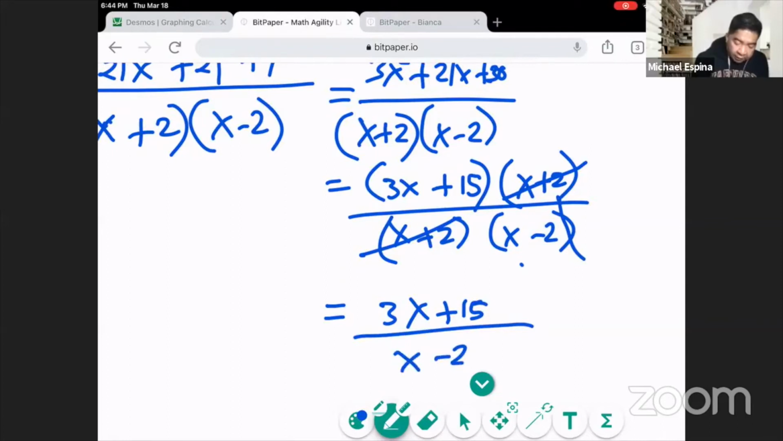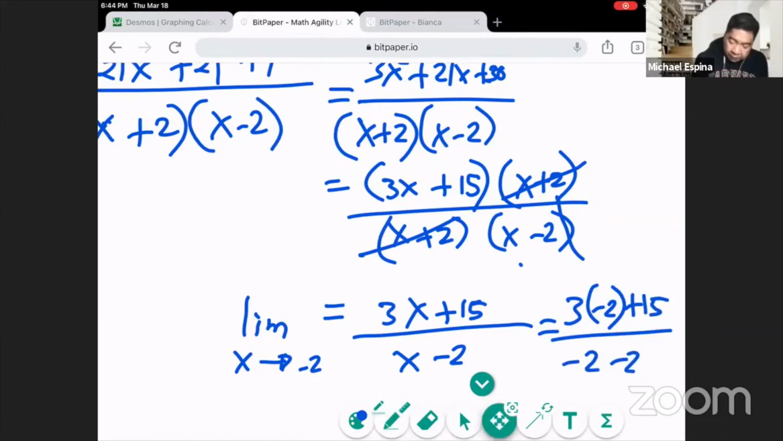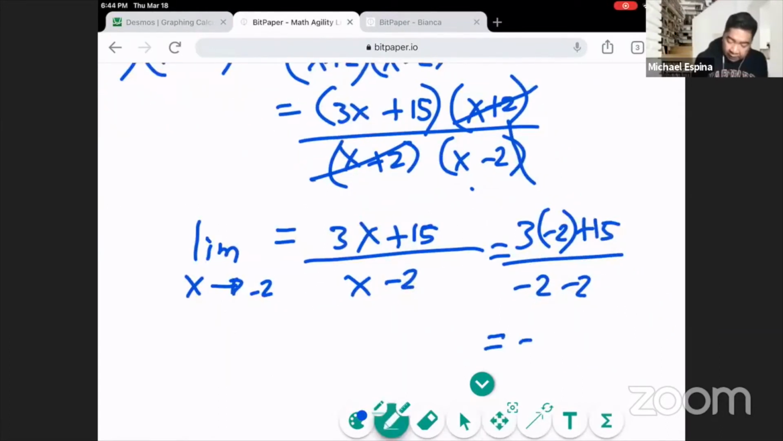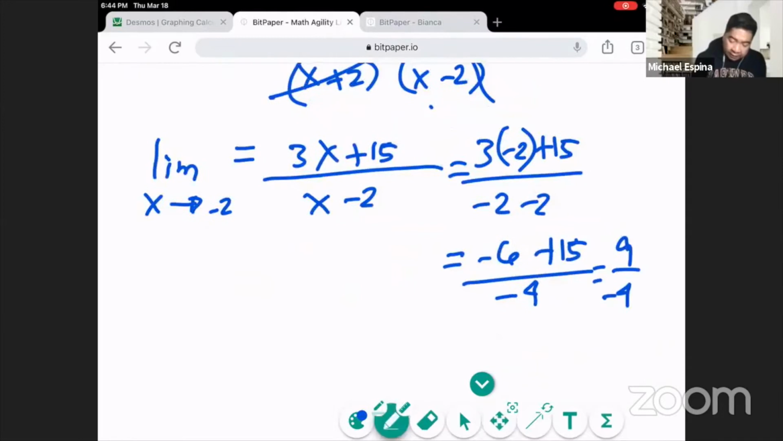So let's replace x as x approaches negative 2. So 3 times negative 2 plus 15 over negative 2 minus 2. So what do we have here? Negative 6 plus 15 over negative 4. So that is actually 9 over negative 4. So our final answer, the limit of that is negative 9 over 4. Right?